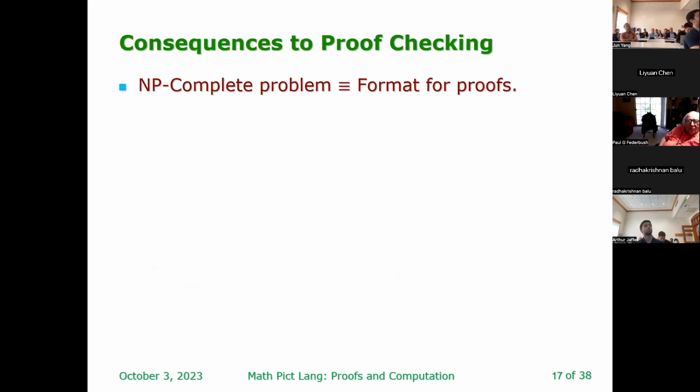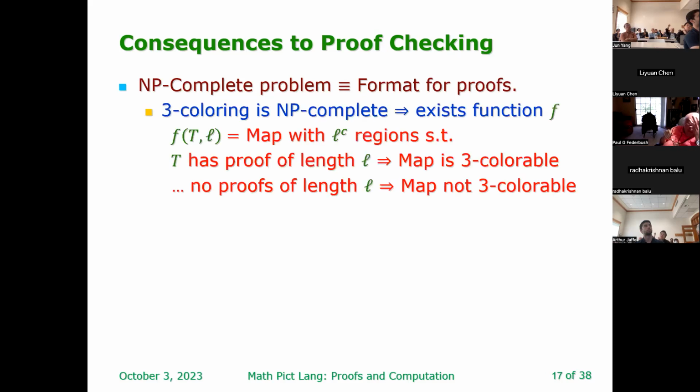There are many places where NP-completeness has applications. And for proof checking, NP-completeness has another very nice consequence. Every NP-complete problem, you should really think of it as a format for verifying a proof. Okay. So 3-coloring is NP-complete.